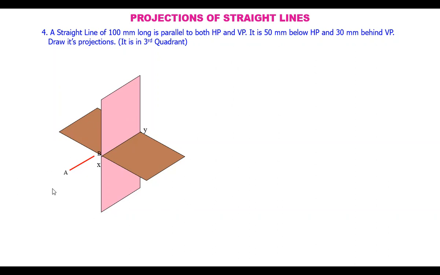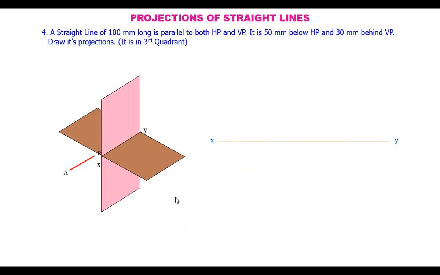So here it is 50 mm below HP, which means both the ends are 50 mm from the horizontal plane. This distance as well as this distance is 50. It is 30 mm behind VP. So from here to here is 30, and from B to the vertical plane also 30 mm. Okay, now let's draw the projections. So here let us draw the front view first.